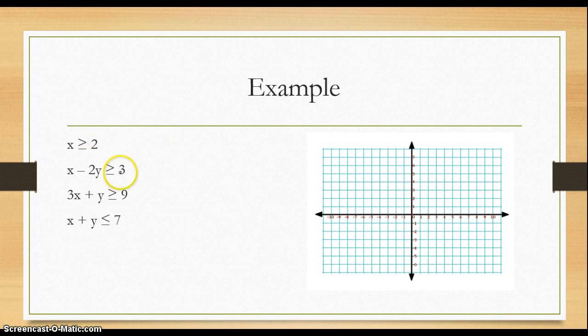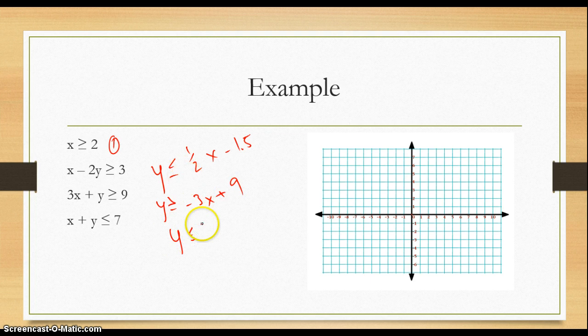So we graph the first one, graph the second one, and remember we had to flip the sign, so it's going to be y less than or equal to 1/2 x minus 1.5. And then y is greater than or equal to negative 3x plus 9. And then y is less than or equal to negative x plus 7. Okay, so here's all of our equations right here.